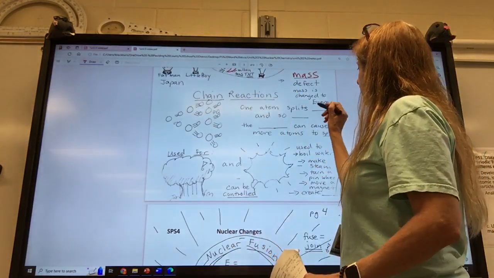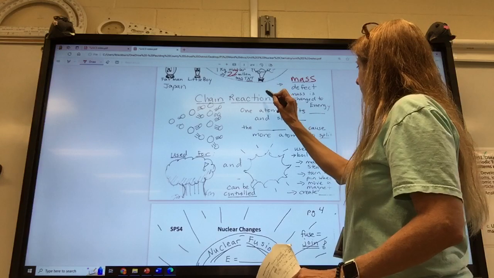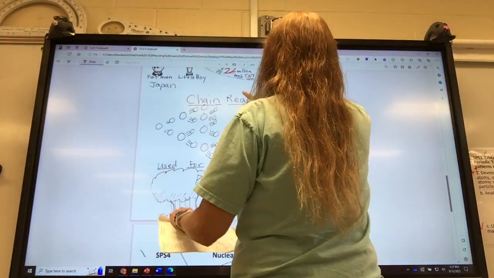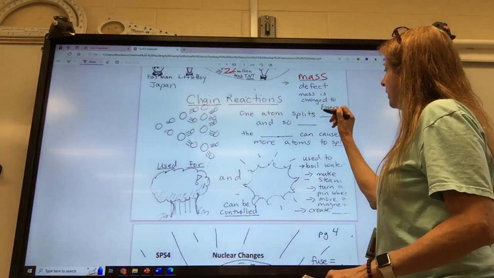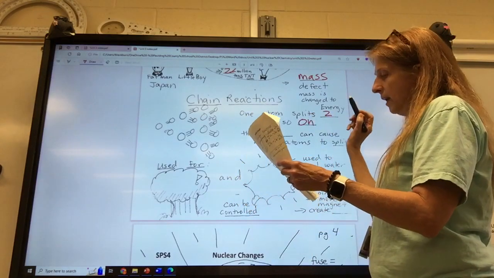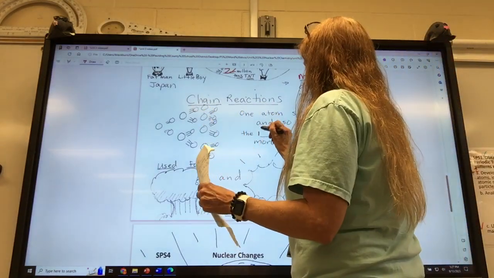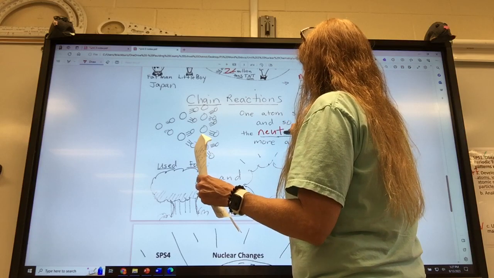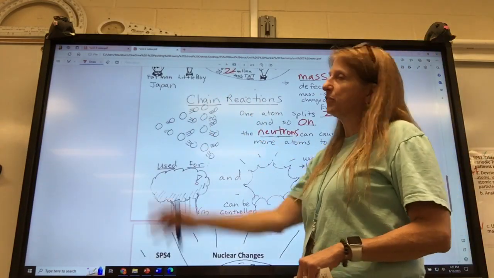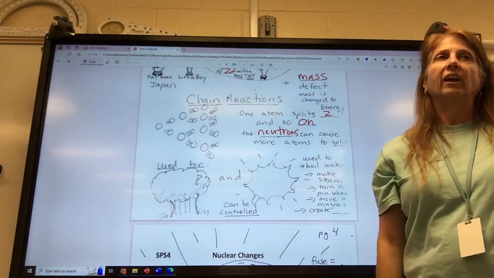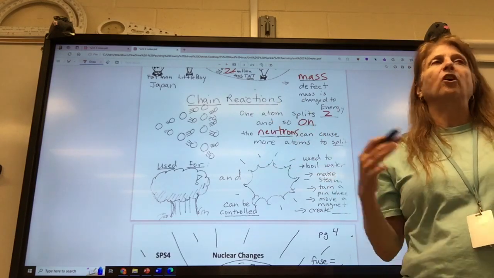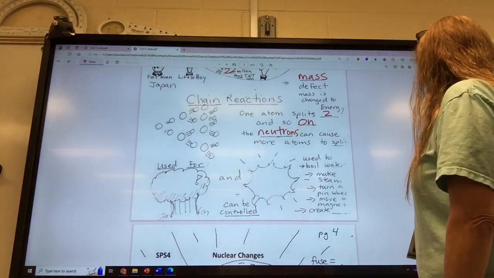So here, one could split, oops, let me get writing. Let's make it a little bigger, see if it likes that. Yeah, it likes that. Okay, one here in my drawing splits 2, and so on. And the neutrons can cause more atoms to split. You have to have enough stuff, it's called the critical mass. I like whoever named this stuff. You know, half-life, enough stuff is called the critical mass. It's all pretty easy to remember, okay?